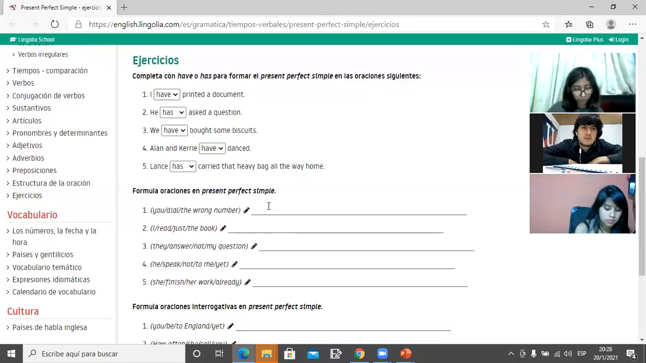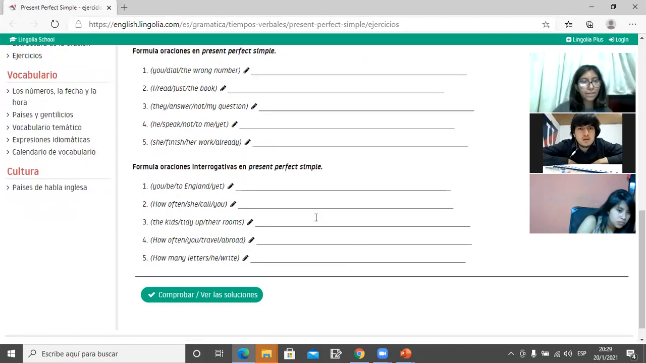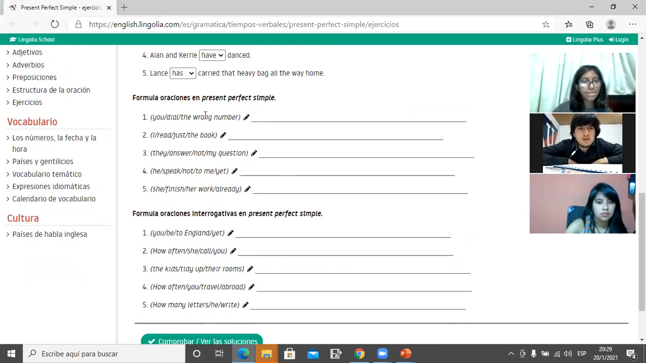Now, please help me to make a sentence. Please tell me what is the correct order and how you can make a sentence with present perfect simple. Melanie, first you. How will you write it? I don't see the word, the second you, and after there is a word. I don't know.